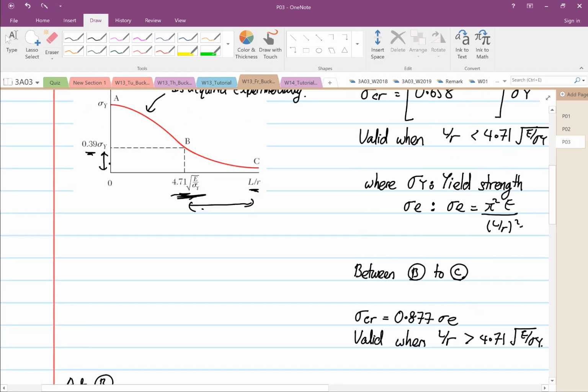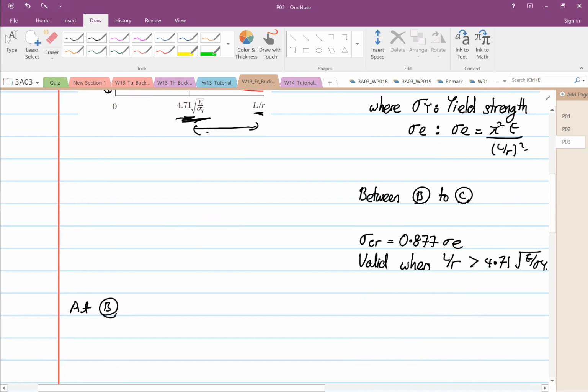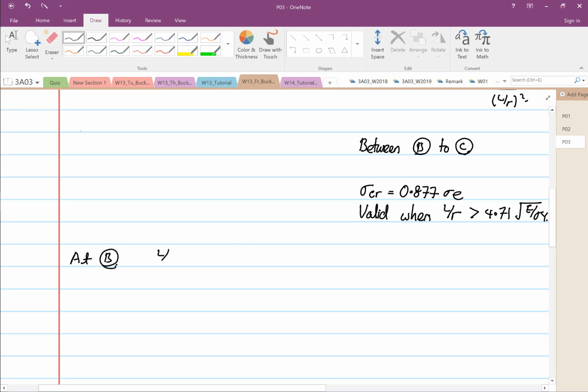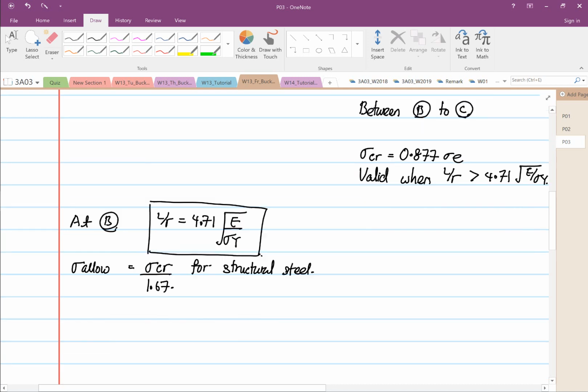And then exactly at point B, your L over r will be equal to 4.71 square root of E over stress Y. So at this stage, your allowable stress will be equal to stress critical divided by 1.67, and this is special for structural steel.